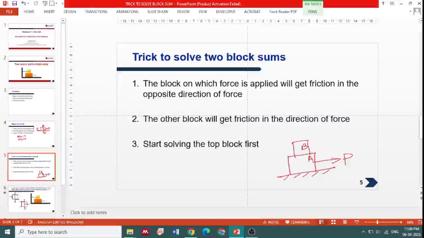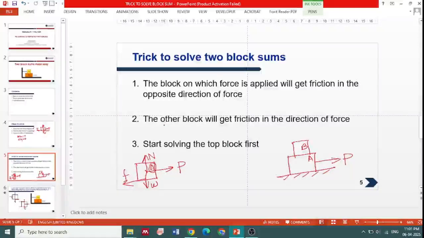So let us suppose we have block A. If we are going to make the free body diagram of block A, this is my block A. We will have W acting downward, and normal acting upward. Now if force P is acting, then the direction of the frictional force will be opposite to the force acting, and that is F.